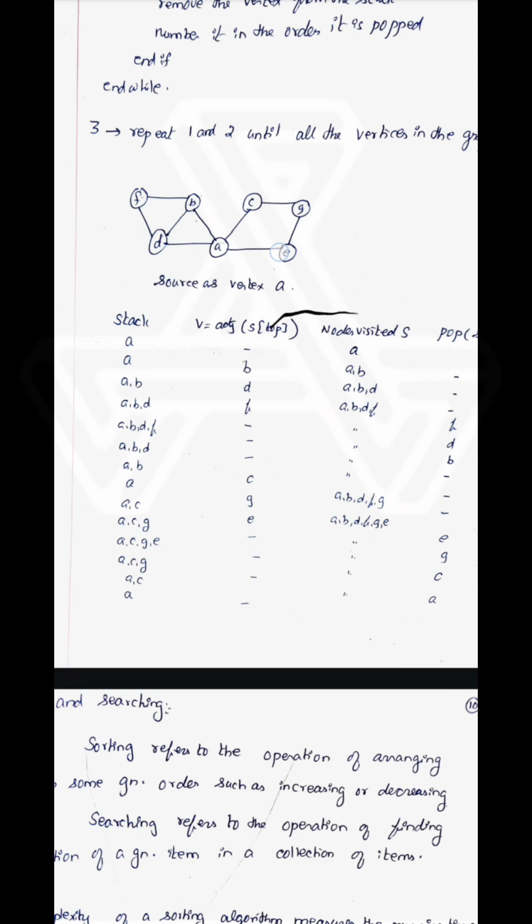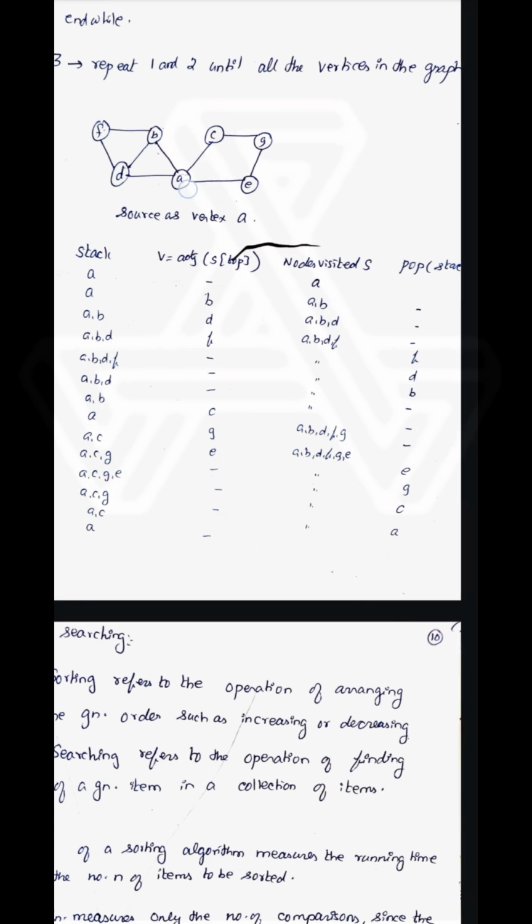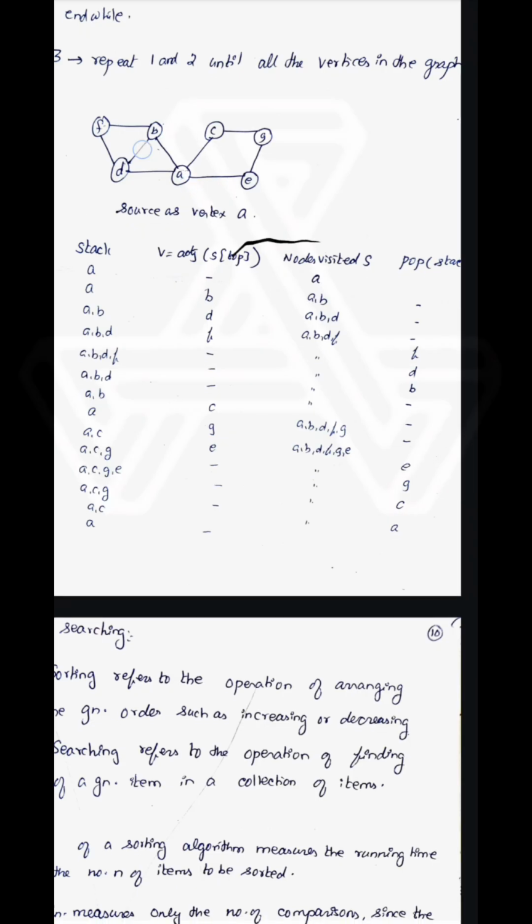In this, if the source vertex is A, then the adjacent vertices are B, C, D. So node B is visited, then it goes to B. The node visited is A. Then the stack covers this adjacent of A, then it goes to B. Then that is covered. Then it goes to D. That is covered. Then it goes to F. That is also covered.